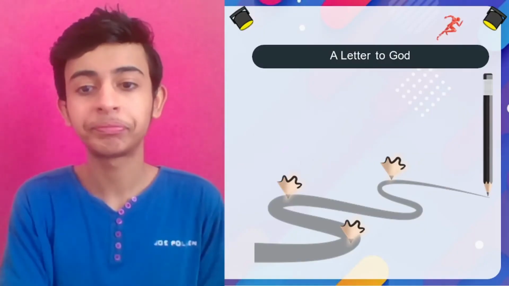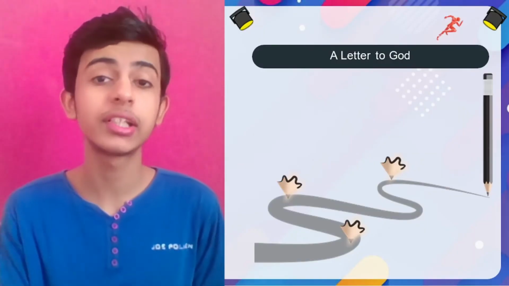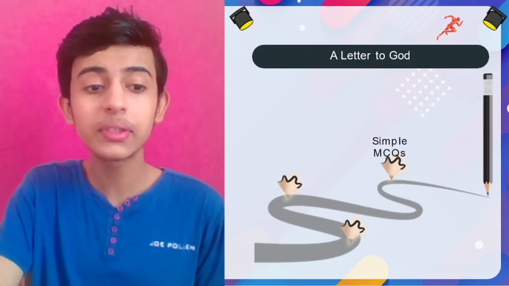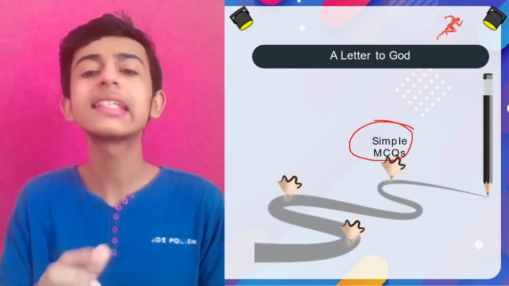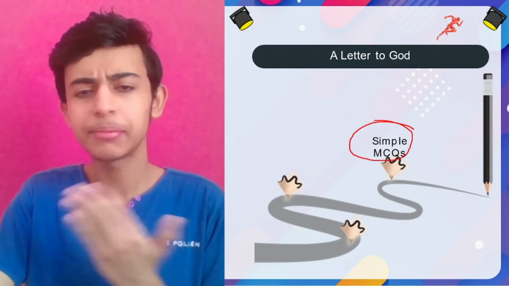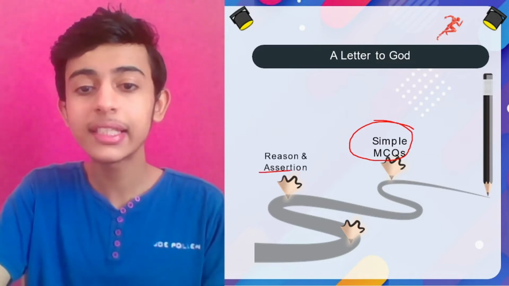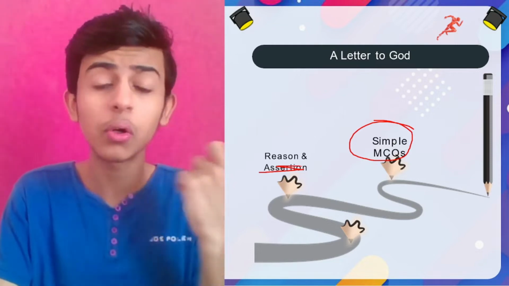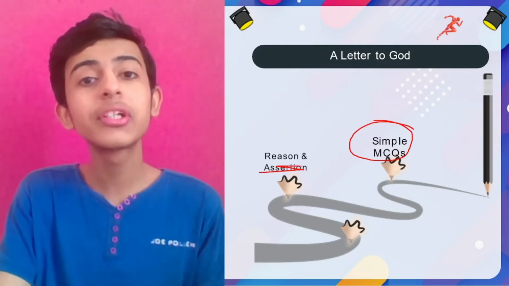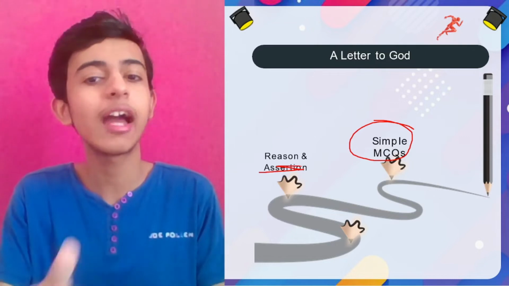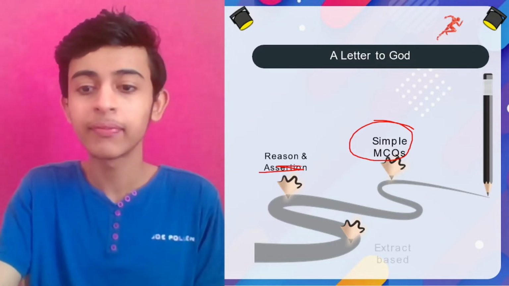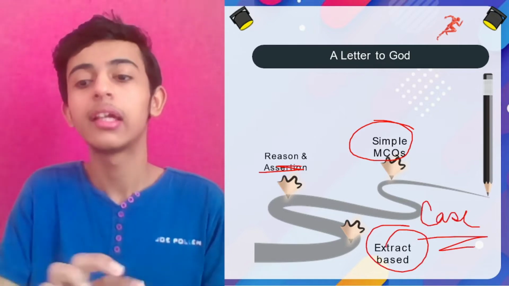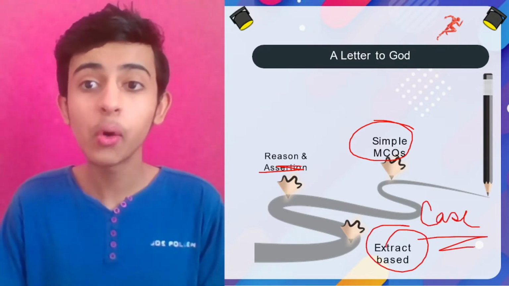So what are we exactly going to cover today in this chapter, A Letter to God? First of all, I'll be taking you through some simple MCQs, or general MCQs, normal MCQs that you get. Then we'll be doing some reason assertion MCQs, which are very important from the board exam perspective, although I couldn't find them in the sample paper. But just to avoid taking any kind of risk, I have added them over here. And at the end, we will be doing the extract based questions, or case based questions.